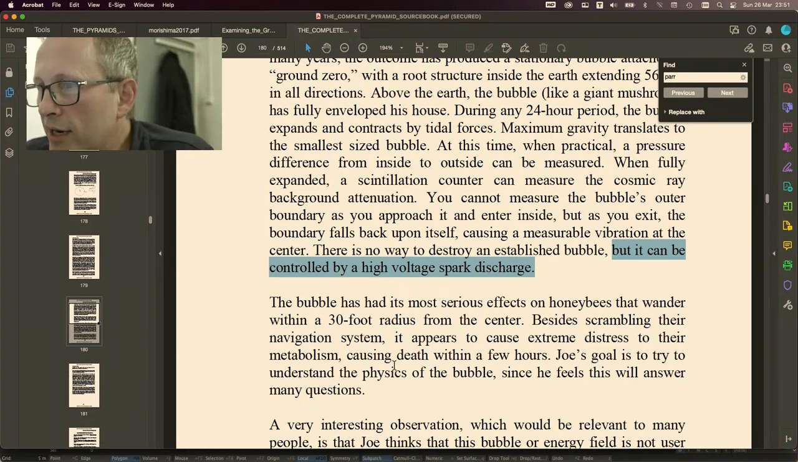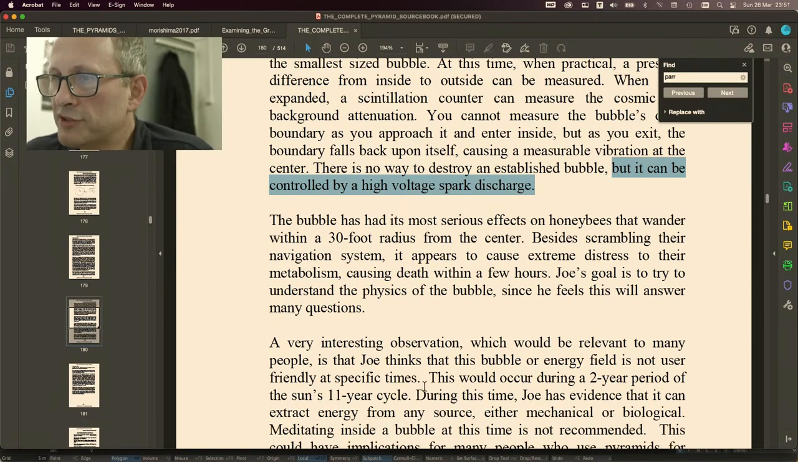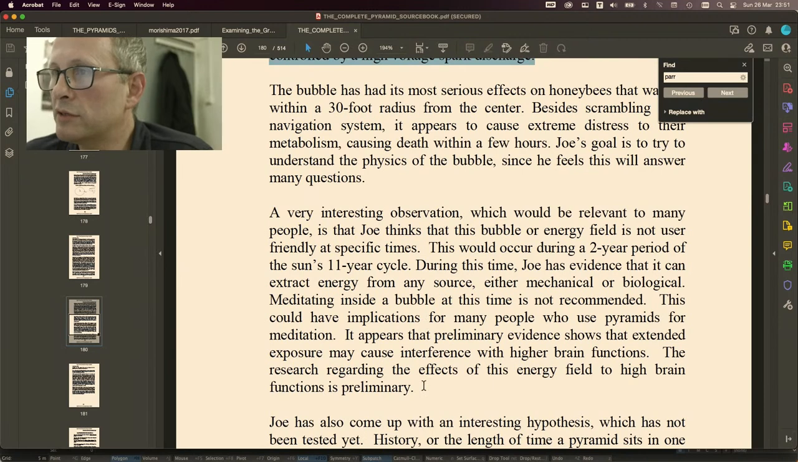Joe's goal is to try and understand the physics of the bubble, since he feels this will answer many questions. I agree, Joe. I don't know if Joe's alive. It'd be interesting if he was. I'd like to have a discussion with him.